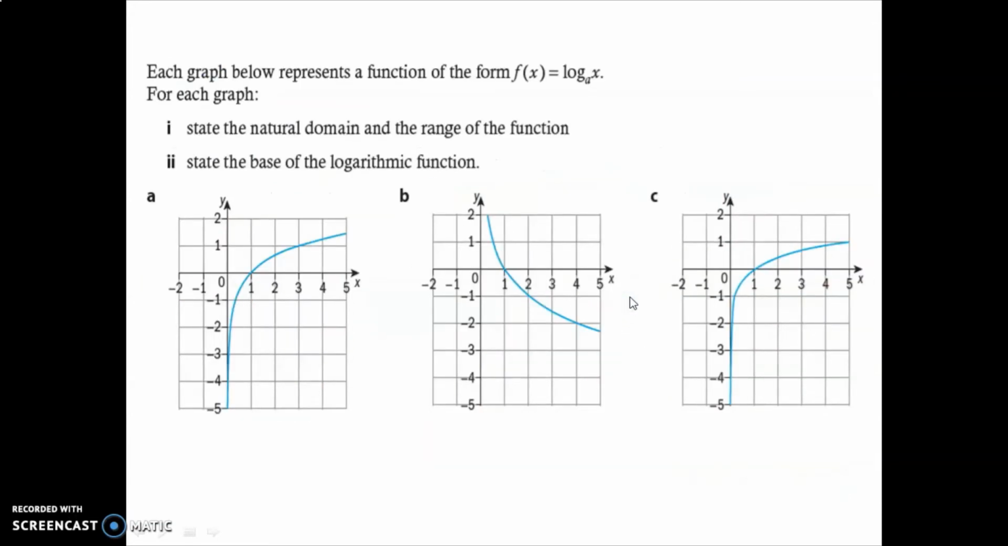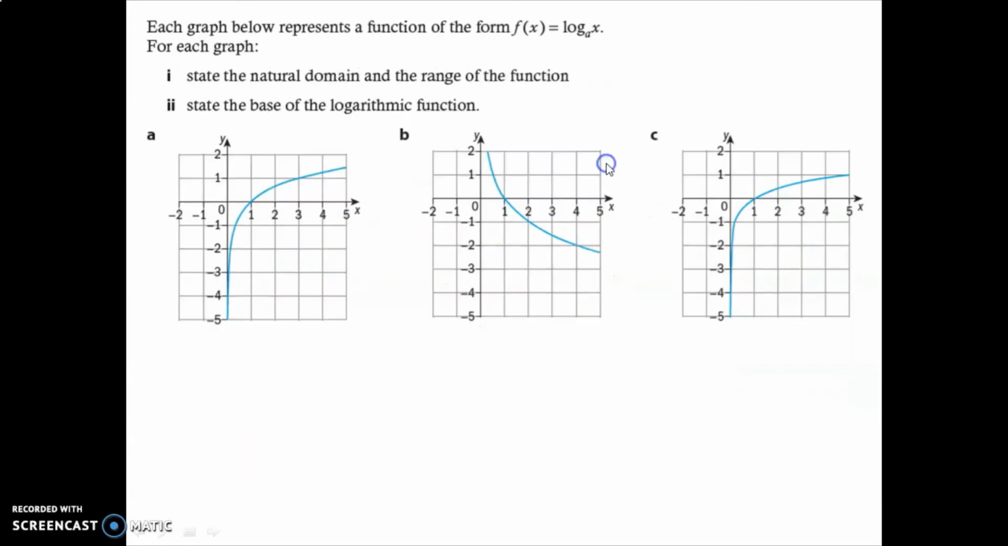Let's try another one. So here's one here. Again, we have 3 graphs. Your job is to state the domain and range for each, and then state the base of the logarithmic equations. So if you were to write each of these in this form, what would that a value, the base number for each of these 3 be?